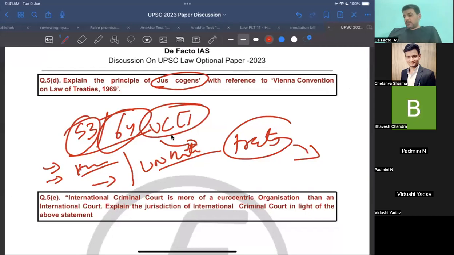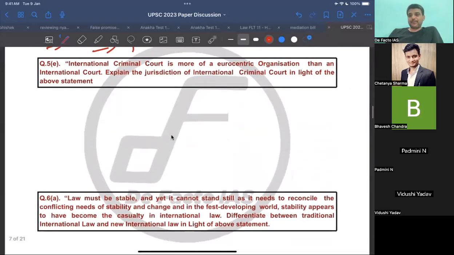Okay. Now let us come to 5E. Now what is this 5E? Now this 5E question is that international court is more of a Eurocentric, right?